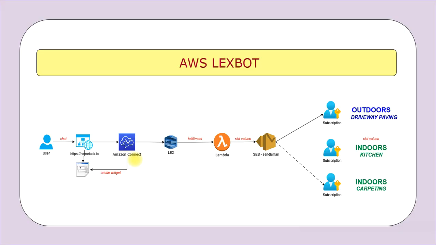But what I wanted to do is make sure that the Home Task IO had a particular widget, a chat widget, so a user can chat and say, I need this, I need that, I need this, and basically have a Lex bot configured, and deploy it as a widget and put it into my website.